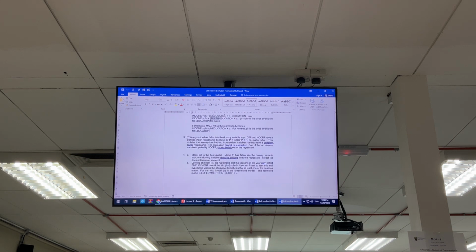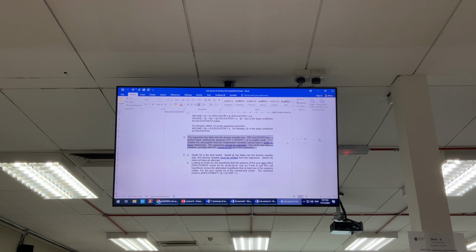So number 3, this regression has fallen into the dummy variable trap. CFP and NO CFP have a perfect linear relationship, because if you take the sum of the two variables it equals 1, no matter what. This violates the assumption that two independent variables cannot have a perfectly linear relationship. Basically, the sum of these equals the first column. Remember, in the X matrix, the sum of these two equals 1, which is equal to the first column in your X matrix, so we have perfect collinearity. So the regression cannot be estimated.